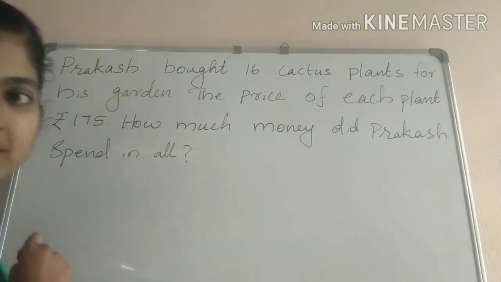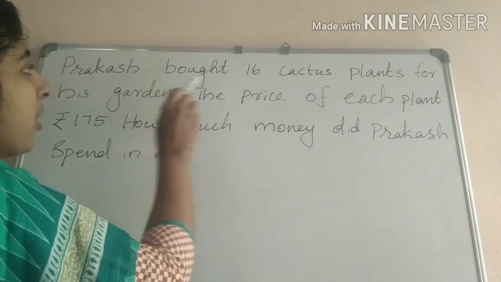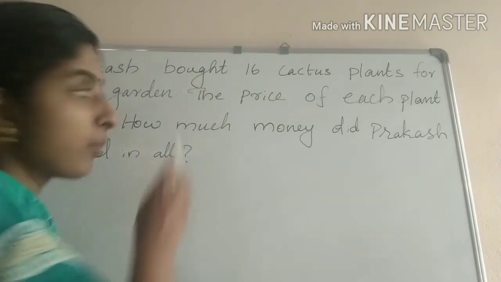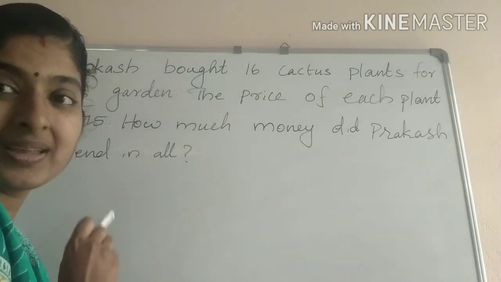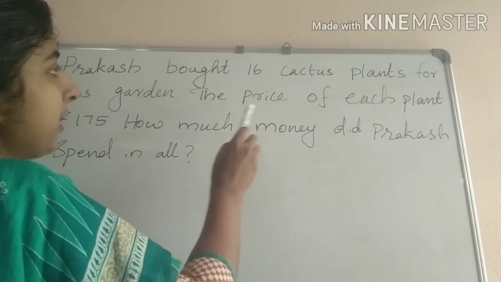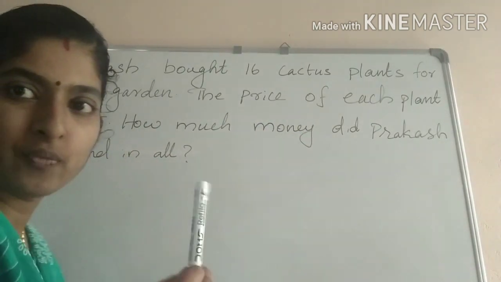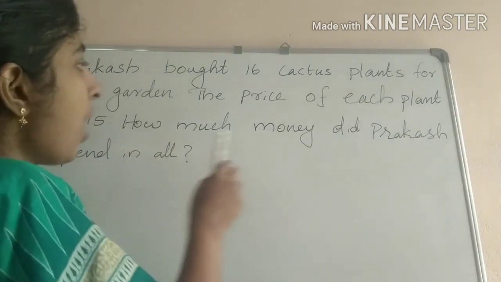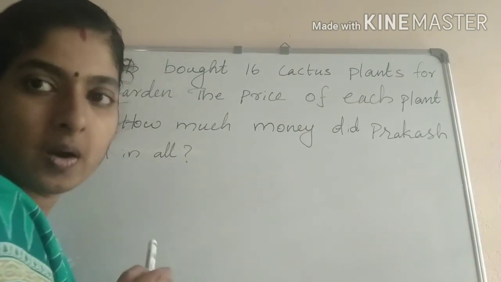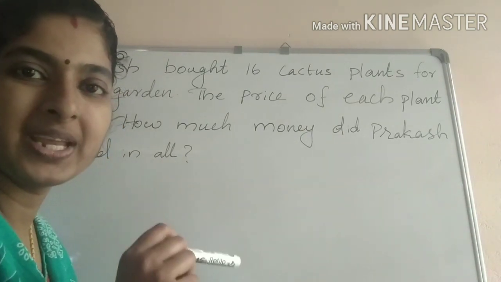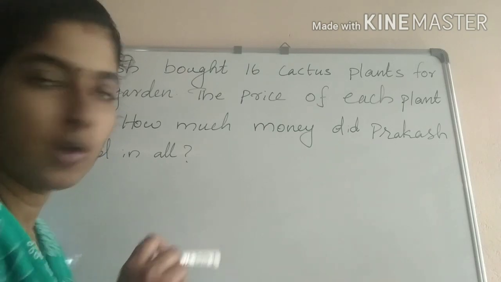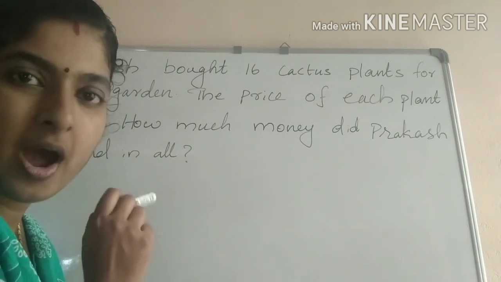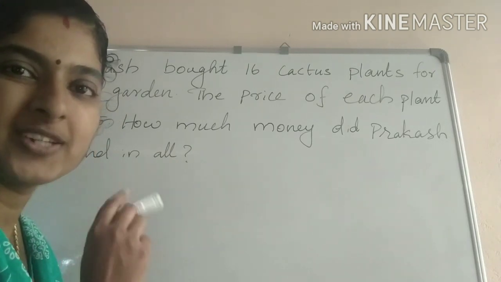See, what's the meaning of this question? Prakash bought 16 cactus plants for his garden. How many plants did he buy for his garden? 16 cactus plants. Then the price of each plant. The price of one plant is rupees 175. Then how much money did Prakash spend in all? Totally how much money did he spend? One plant is 175. He bought 16 plants. How much money did he spend in all?